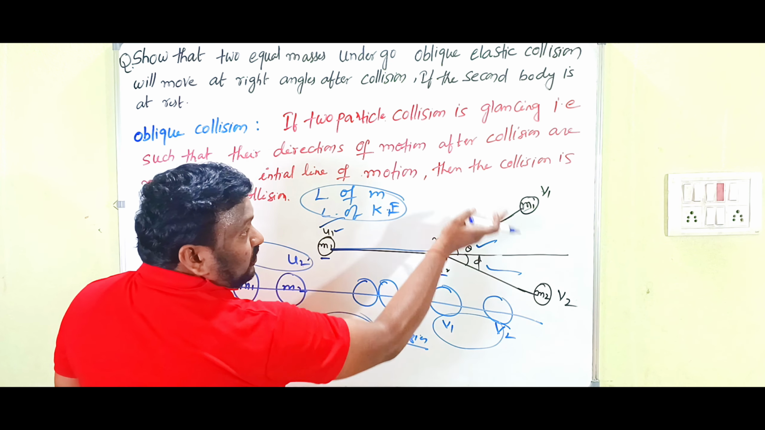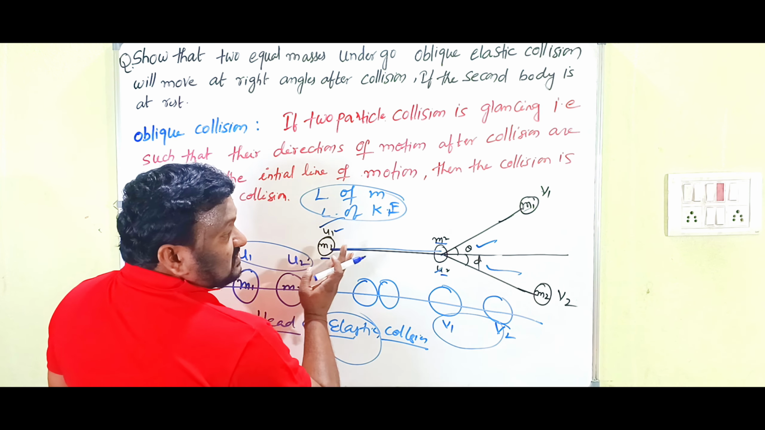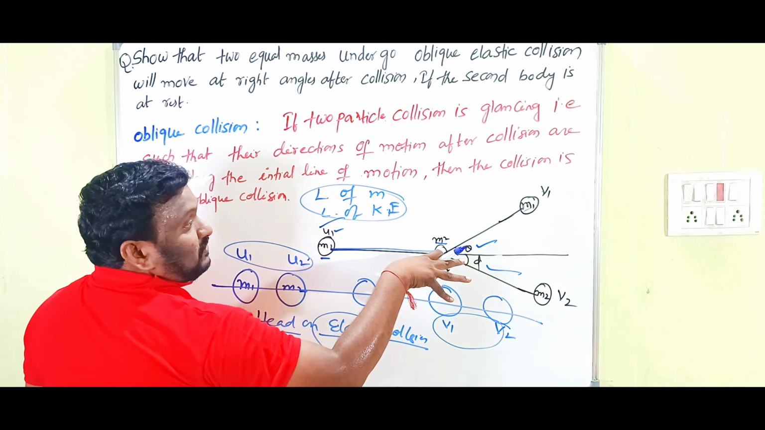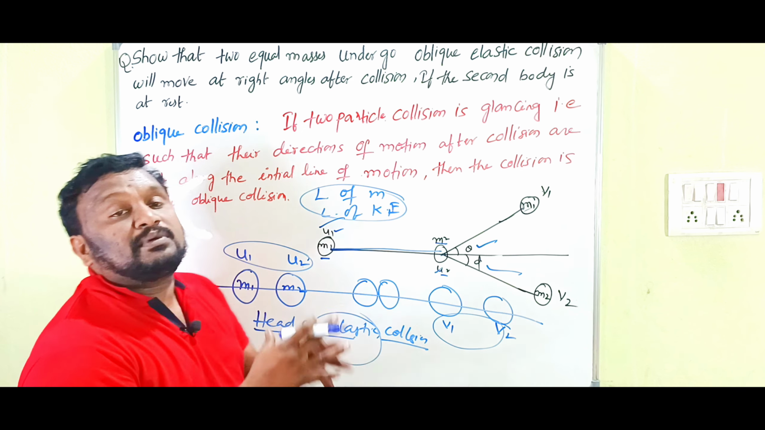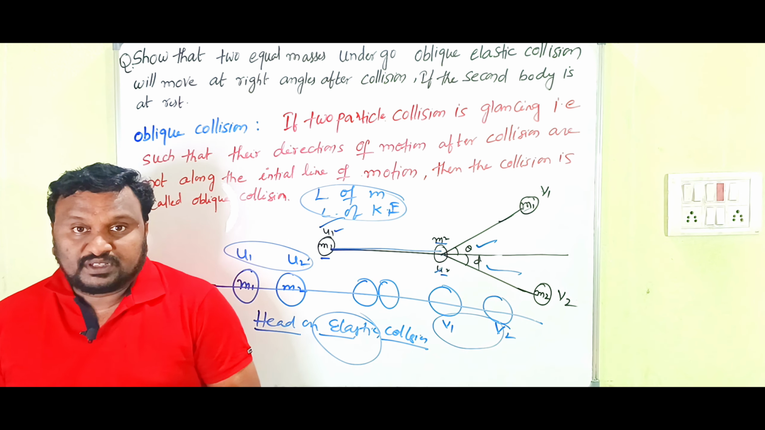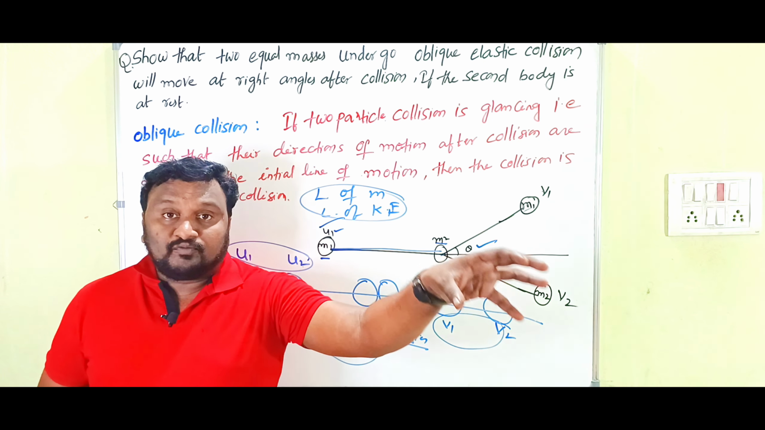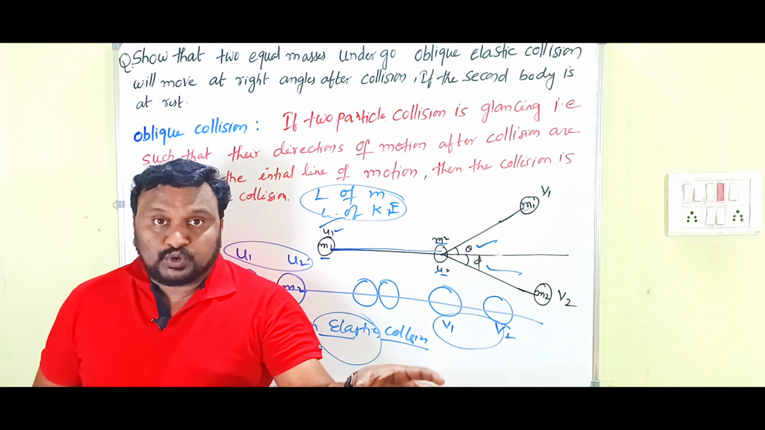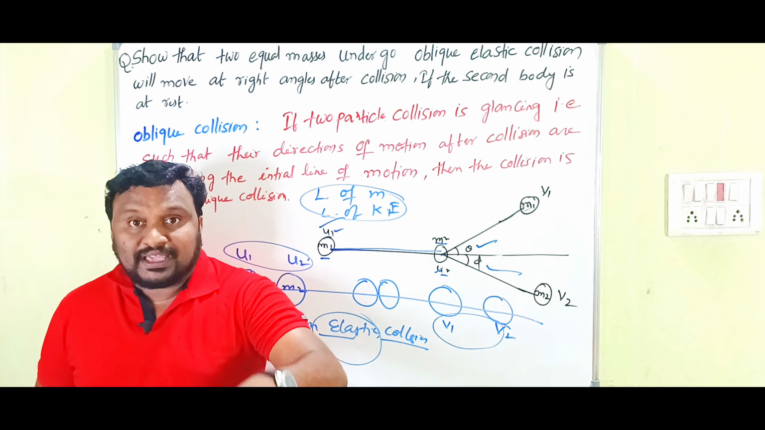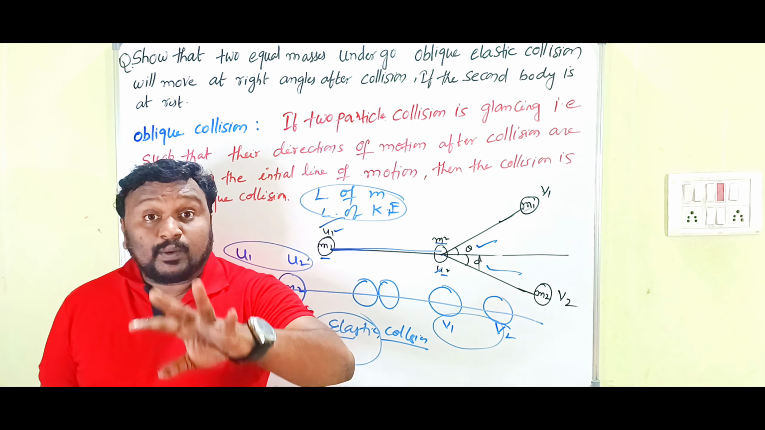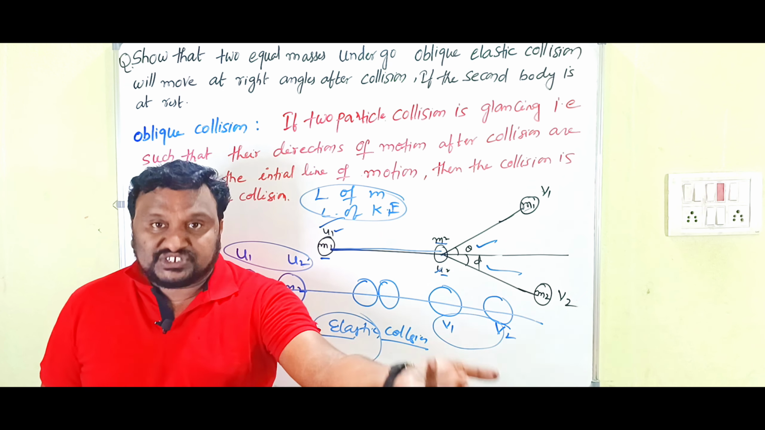Now here, if the initial velocities and final velocities are both in the same plane, it is called two-dimensional oblique elastic collision. Clear? If the initial velocities and final velocities of these two bodies are in the same plane, it must be a two-dimensional oblique collision. Otherwise it belongs to three-dimensional.